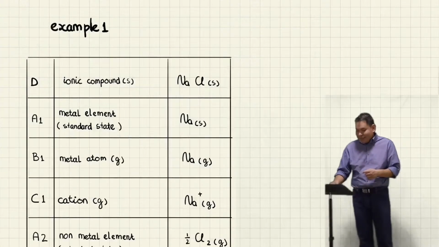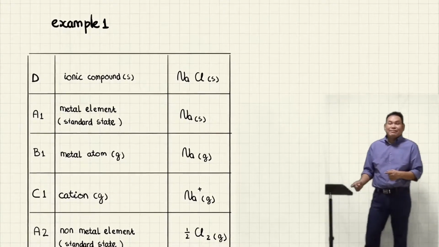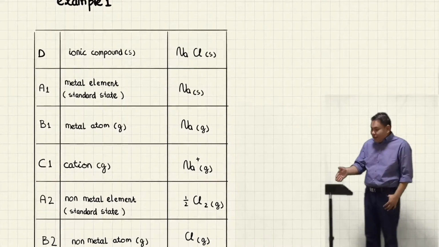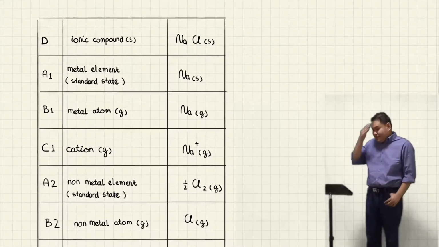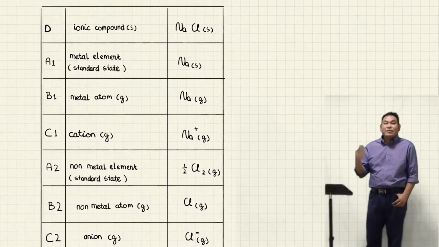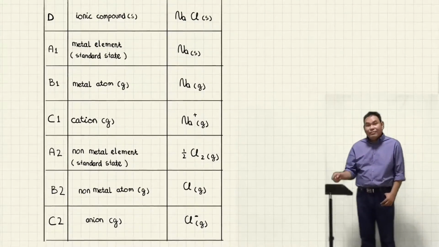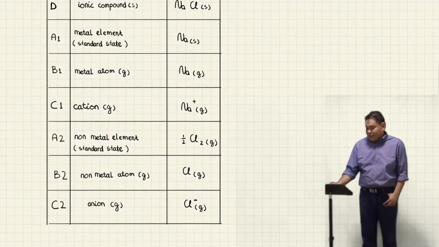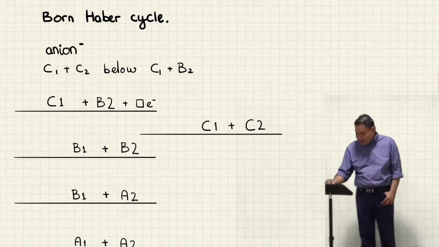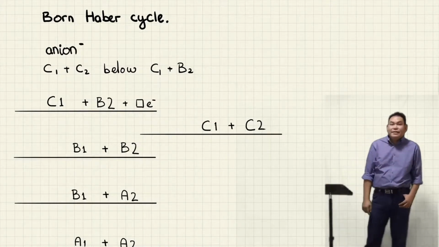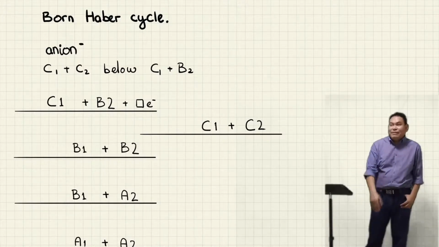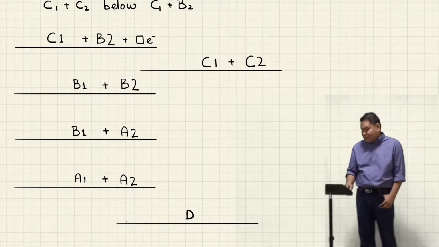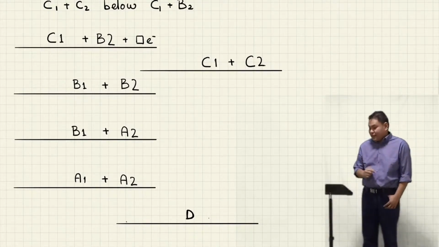Next page. We put the first example, example 1. We are going to do the same example, sodium chloride, and we already put the substances there in the table. Then we put NaCl, Cl is -1, which means we use the first pattern. The highest will be C1 plus B2. Yeah, we use this pattern now.